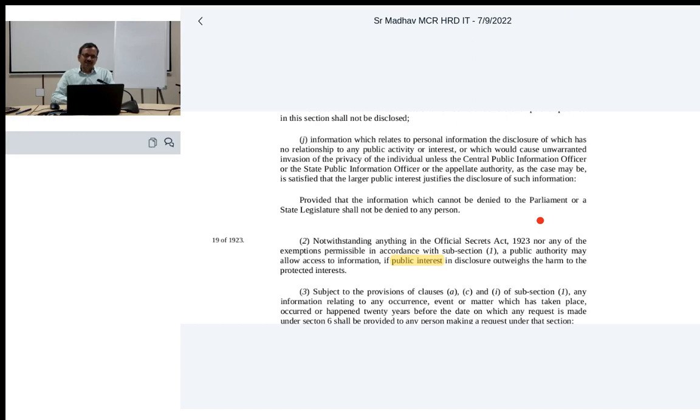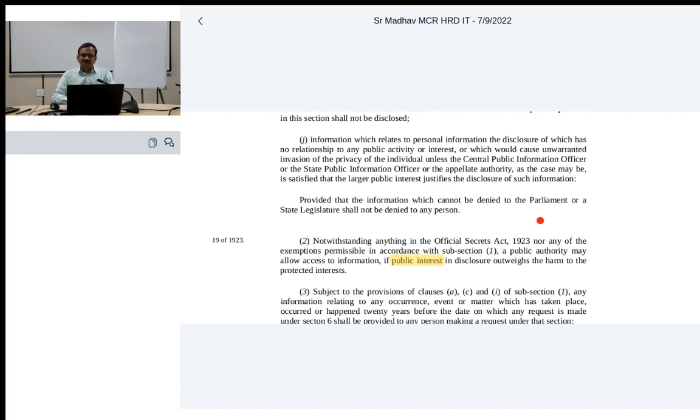Having discussed public interest, now we need to discuss what is the meaning of public interest. What are the factors that can favor disclosure? Factors in favor of non-disclosure you can find under 8.1, like privacy, integrity and so on, fiduciary relationship. But what are the public interest factors in favor of disclosure? The Act doesn't say anything about it.